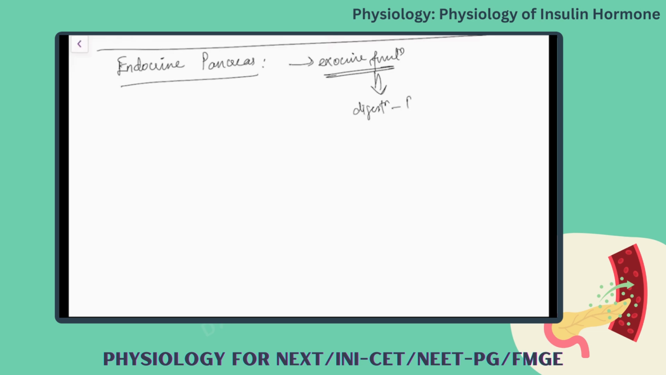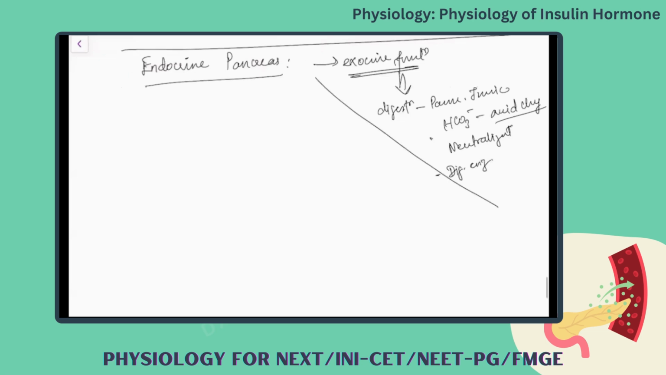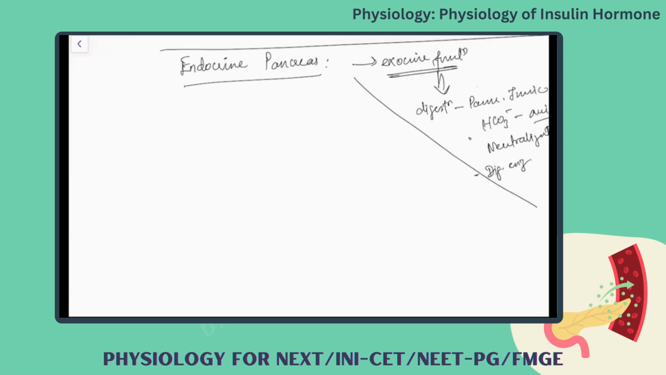it is secreting pancreatic juice rich in bicarbonate, preventing the acid chyme from reaching the duodenum, in the neutralization process. And it is also rich with digestive enzymes. And now talking about the endocrine function of the pancreas.